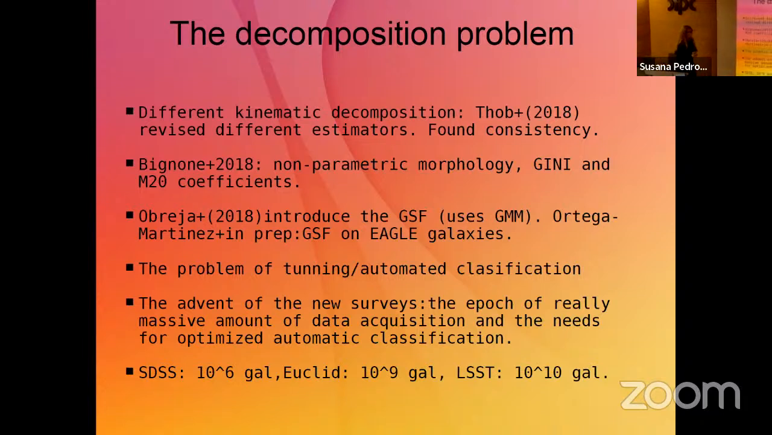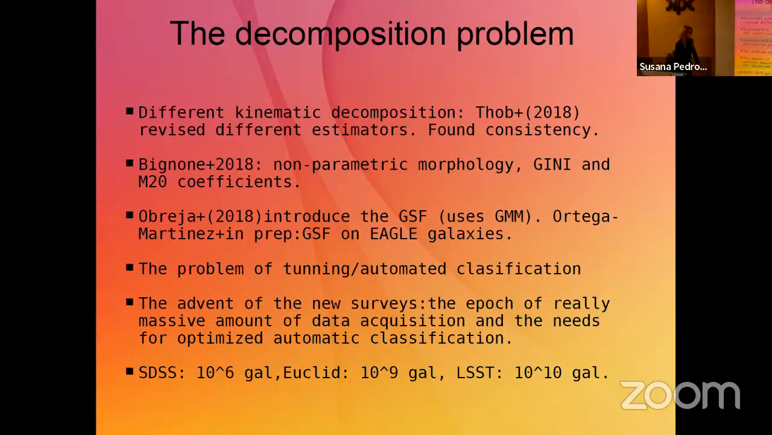The problem here, I think, is the relation between tuning and automatic classification. How much do you need to tune a method when you go from one type of data, let's say zoom-in simulations or a small statistic, and then you want to apply it to a big cosmological box like EAGLE? That's something you have to take into consideration when you choose the method to work with, to decompose the galaxy.